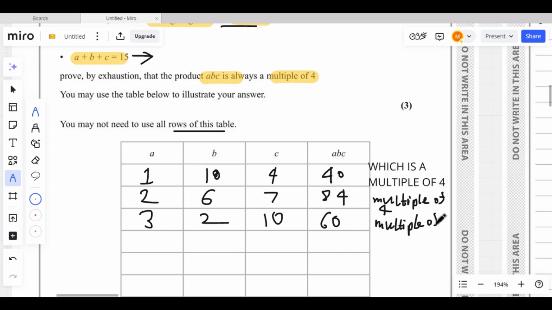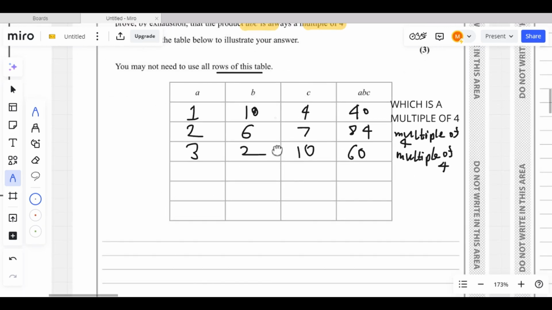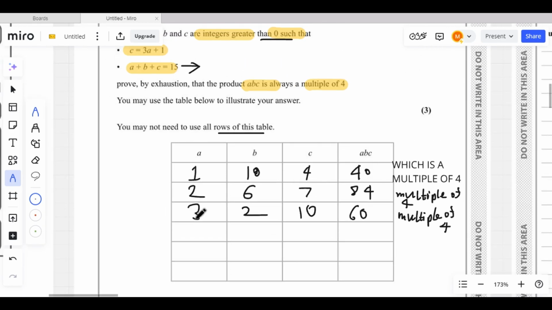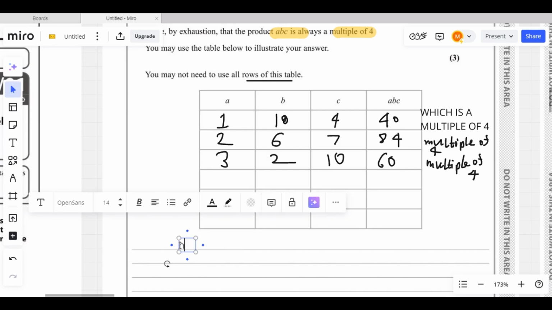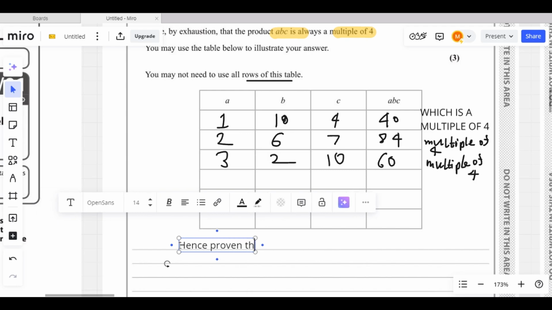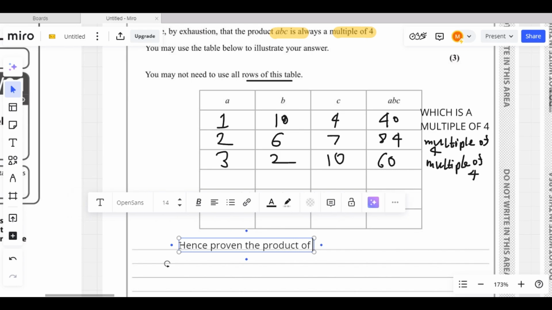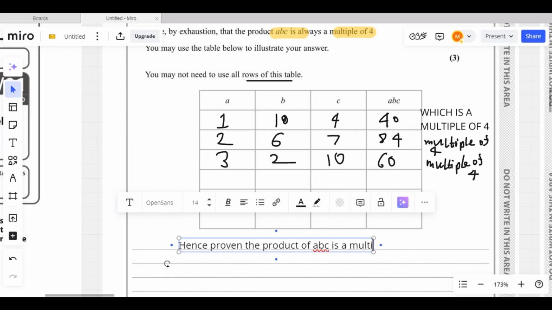Okay. So since in all of the three cases we can see that the product of ABC is a multiple of 4, therefore we can say that it has been proven that the product of ABC is a multiple of 4. Hence, proven. Or just the proof.